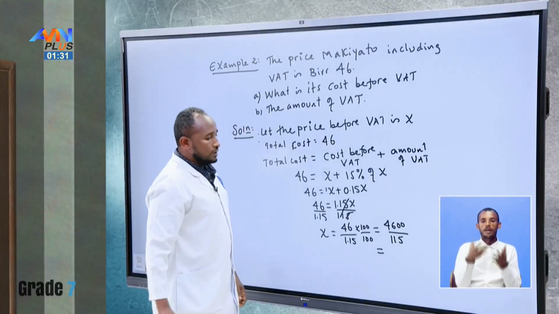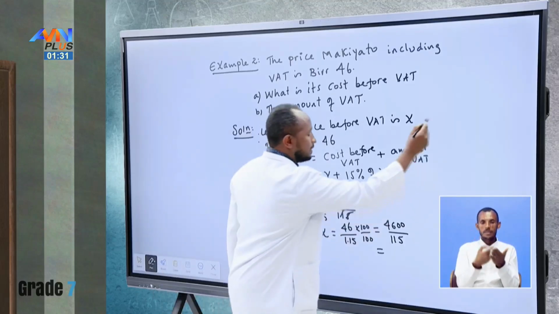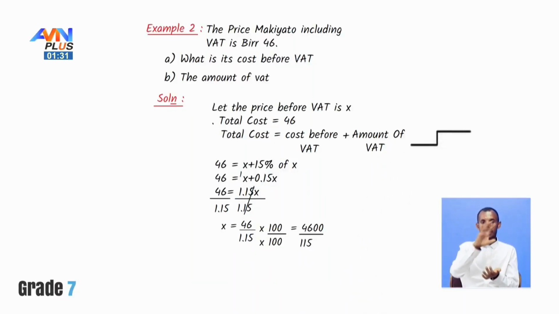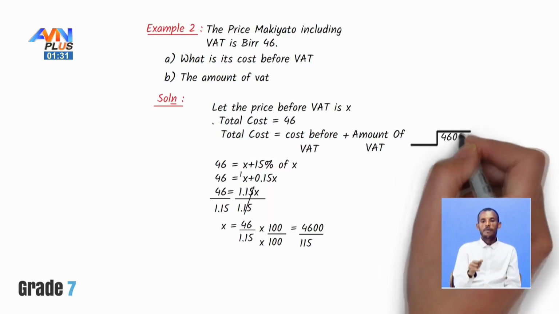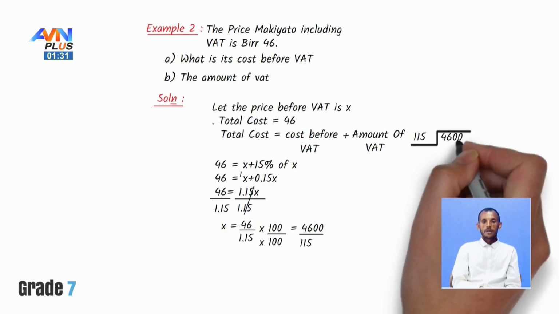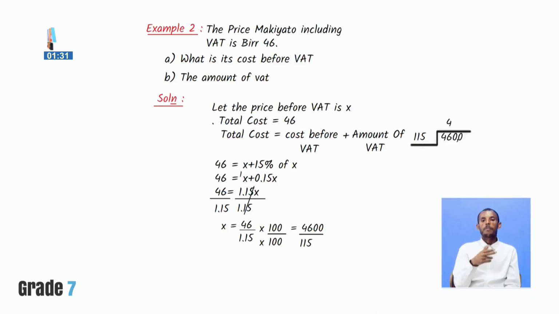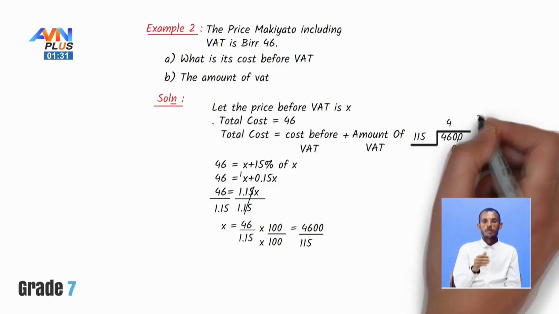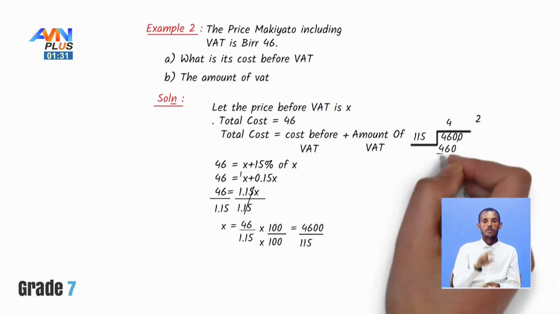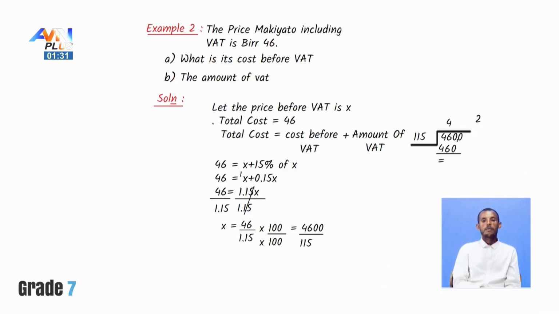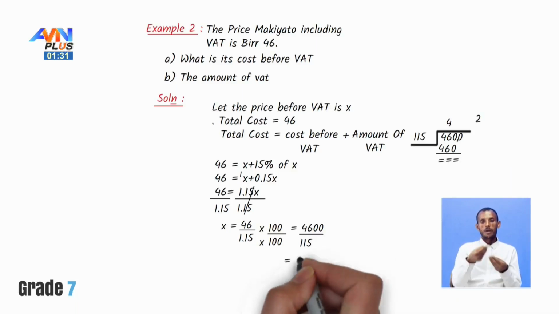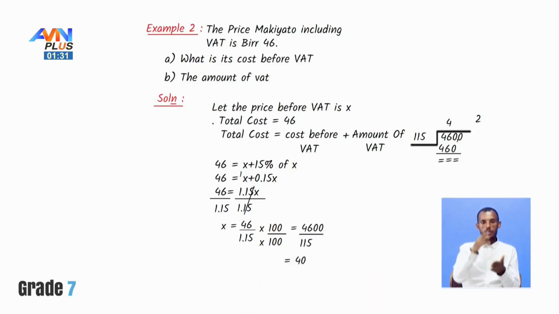Now, when you divide this, let's divide it here. 4,600 divided by 115 is 40. 4 times 5 is 20. 4 times 1 is 4 plus 2 is 6. 4 times 1 is 4. No remainder, just put 0 here. So when you divide this, you get 40.